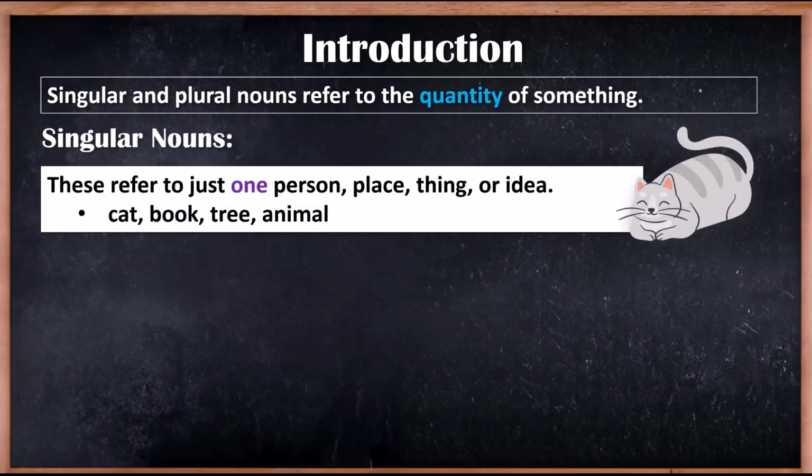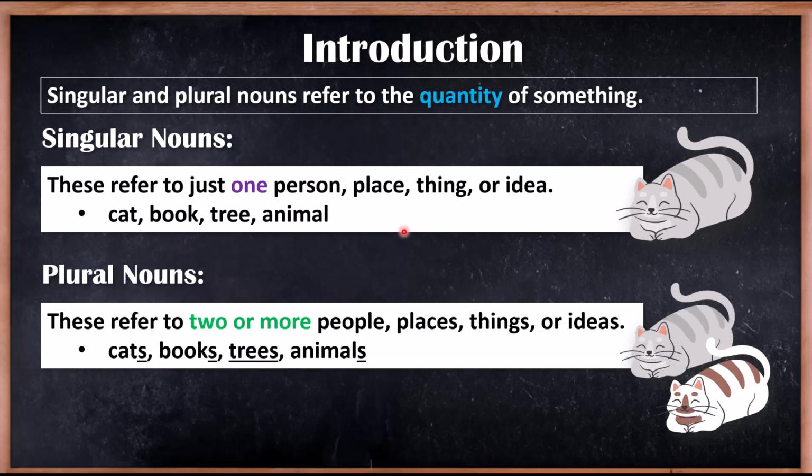Singular nouns refer to just one person, place, thing, or idea. For example, a cat, a book, a tree, an animal. Plural nouns refer to two or more people, places, things, or ideas. For example, cats, books, trees, animals.